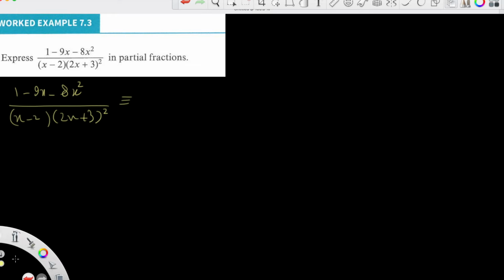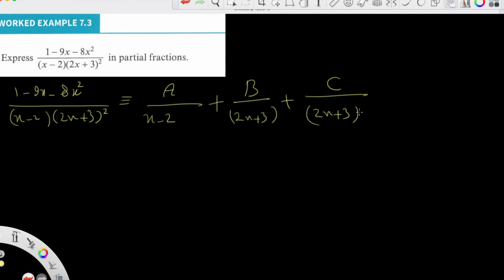Now, as you see in this example, we have a combination of the two previous cases that we saw. We have x minus 2 and 2x plus 3, which are two distinct factors, and 2x plus 3 is a repeated factor. So when you want to split into partial fractions, it will be written as a over x minus 2 as a distinct factor plus now b over, you should follow here the second case, so 2x plus 3, then c over 2x plus 3 squared.